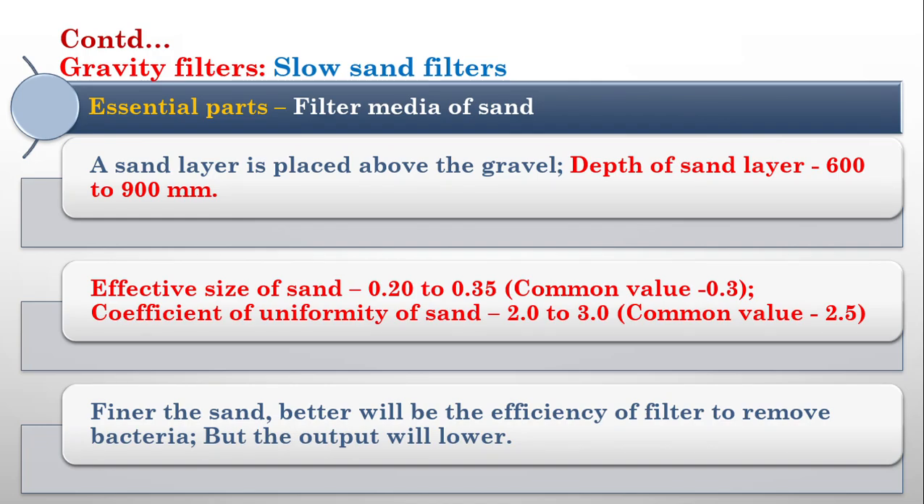And the next important part is filter media. Filter media is, as we have said earlier, sand. It has a depth of 600 to 900 millimeter or 60 to 90 centimeter. And the effective size is 0.2 to 0.35. Common value is 0.3. The diameter of the particles will be commonly 0.3. Coefficient of uniformity of sand is commonly 2.5. And finer the sand, better will be the efficiency. But output will be slower, because when sand is finer, the movement of water through the sand will be slow. So the output will be less.